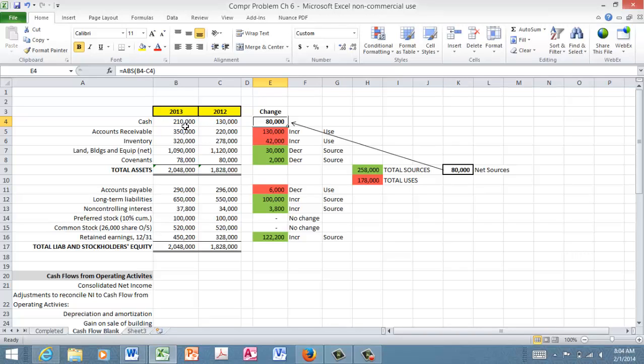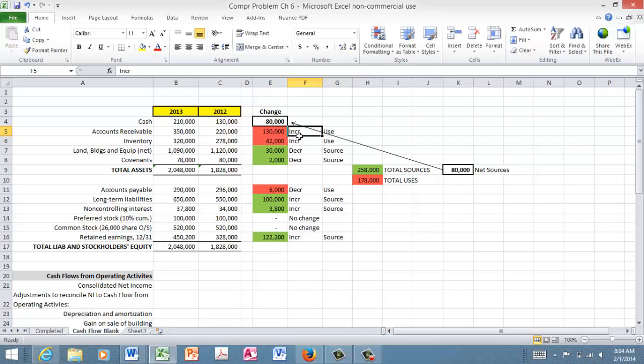I just said, what is the change year over year. So I'm taking the change from 2013 to 2012. You can see that the absolute difference here is $80,000 in my cash, and I'm showing that difference in this column. All I've done is color code. I've taken out the signs, so there are no positives or negatives. And then I've shown whether it was an increase or decrease, and of course then those translate.